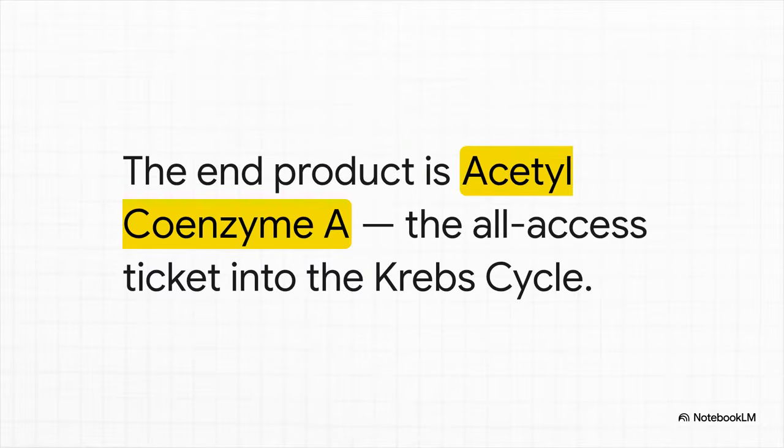And finally, we have A. That leftover 2-carbon acetyl group is pretty reactive. So to stabilize it, the cell attaches another molecule called coenzyme A. And voila, we have our final product, acetyl coenzyme A.